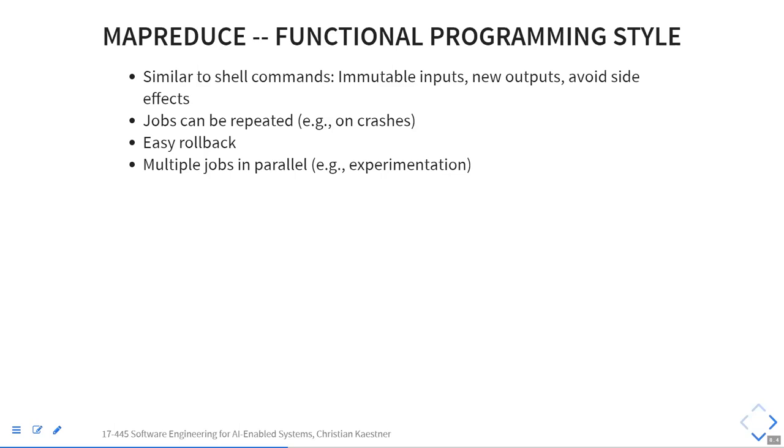So things like printing something is something that you don't do, or writing results that you use in the next query is something that you don't do. Because of the functional nature here, which limits what you can do, if it fits this functional nature, it's really easy to repeat jobs on crashes or parts of jobs. It's easy to roll back, and it's easy to decide what can be run in parallel and what can't.